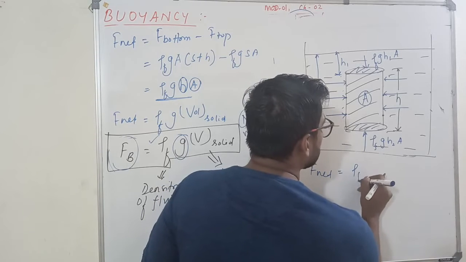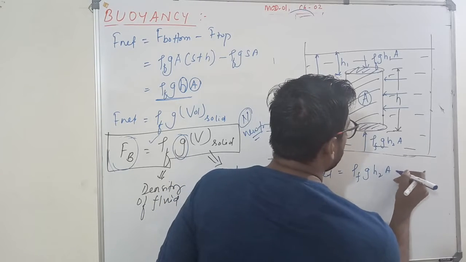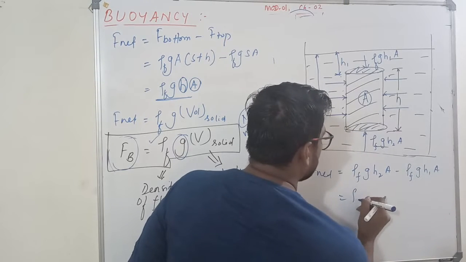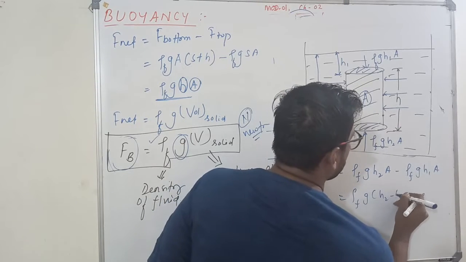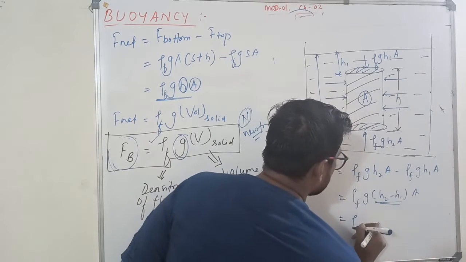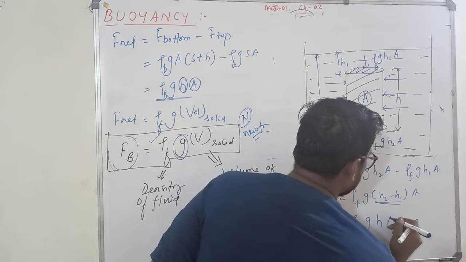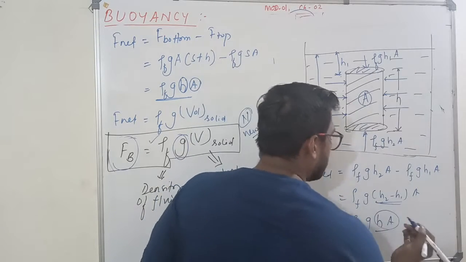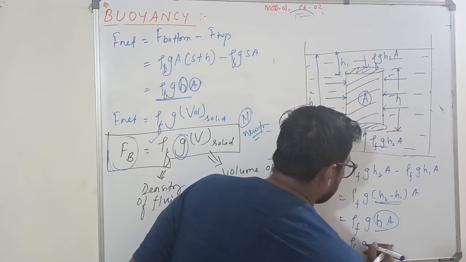Sir, F net is rho F G H2 A minus rho F G H1 A. So it is total rho F G (H2 minus H1) into A. What is H2 minus H1? Sir, height H. So density of fluid G H A. What is H into A? Area into height, cross-section area into height, sir. This is volume. So density of fluid, G, and volume.